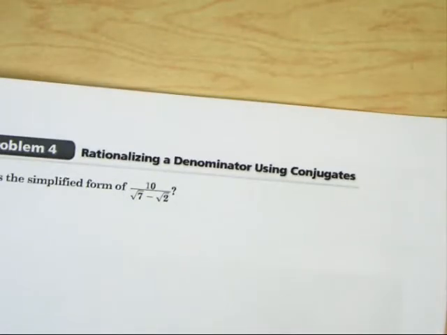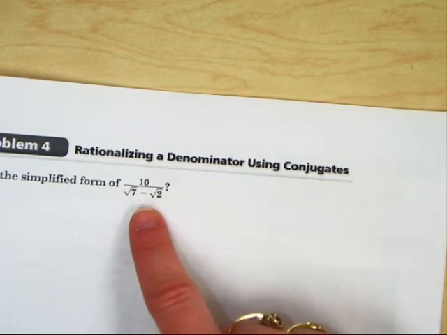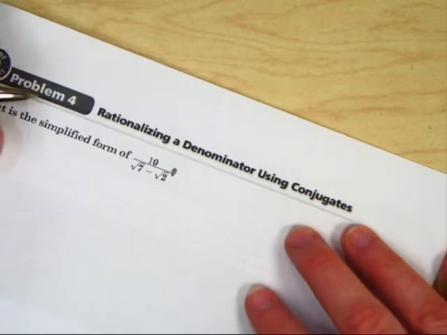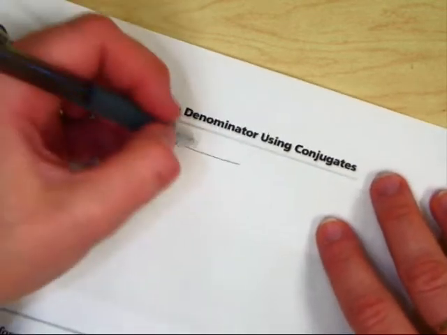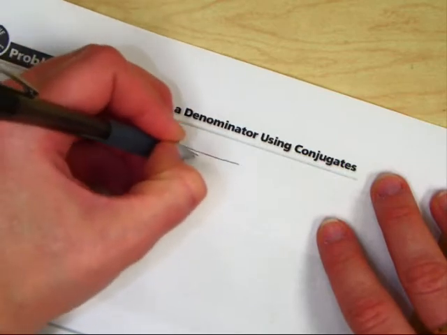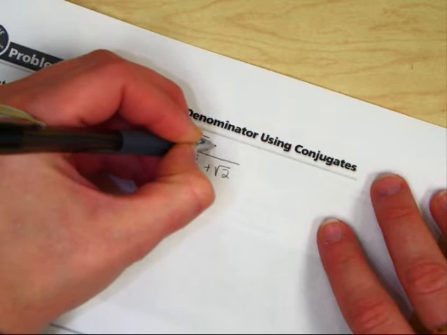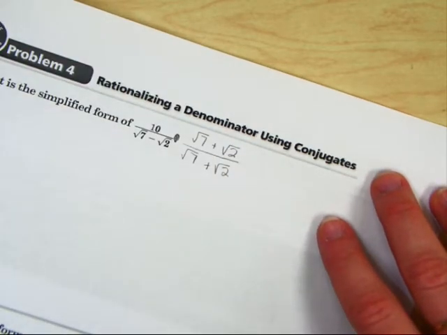Alright, let's look at problem 4. What is the simplified form? You see these square roots? You can't have square roots in the bottom. So I'm going to change that question mark into a multiplication sign, and I'm going to prove to you that using the conjugate gets rid of it. The conjugate of this is the square root of 7 plus the square root of 2. We do that top and bottom, so we're not technically changing our problem. Technically, we're multiplying by a 1.